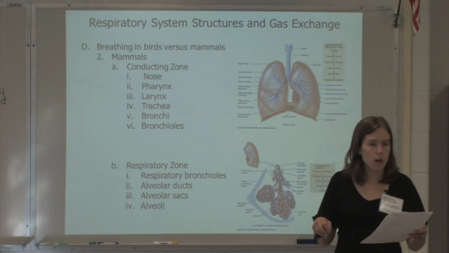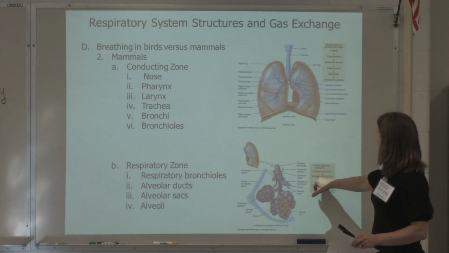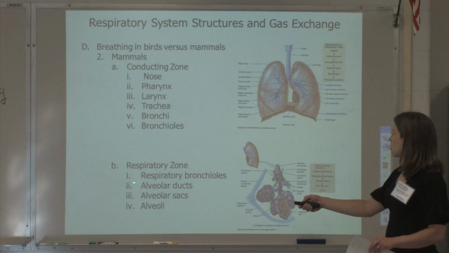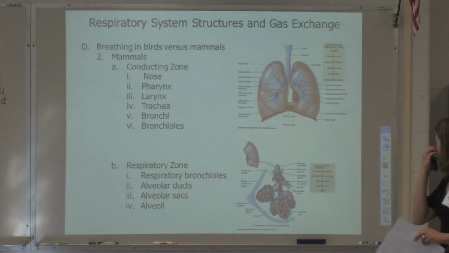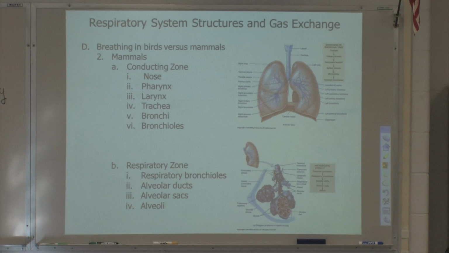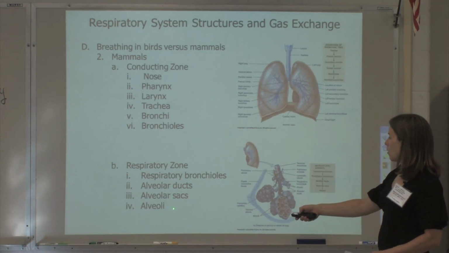Following terminal bronchioles, these branch into smaller bronchioles called the respiratory bronchioles. The respiratory bronchioles branch into alveolar ducts, which end in these alveoli.